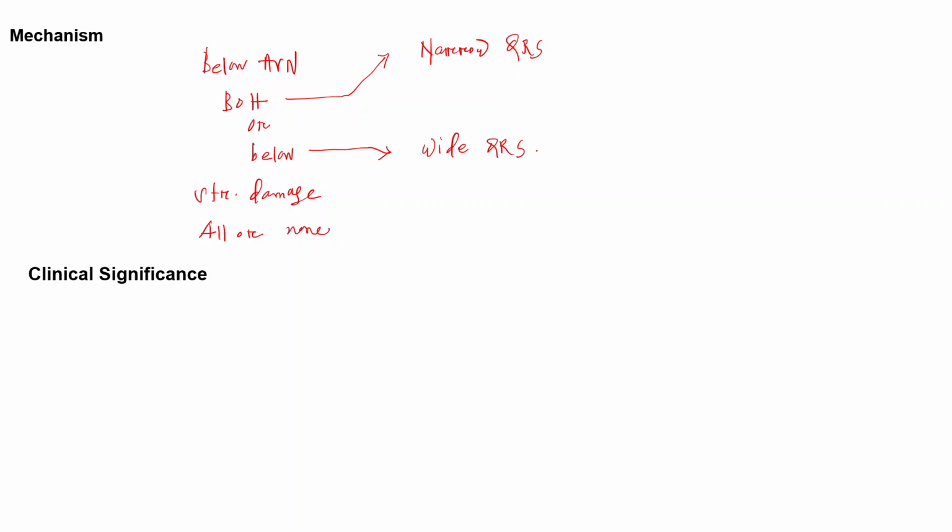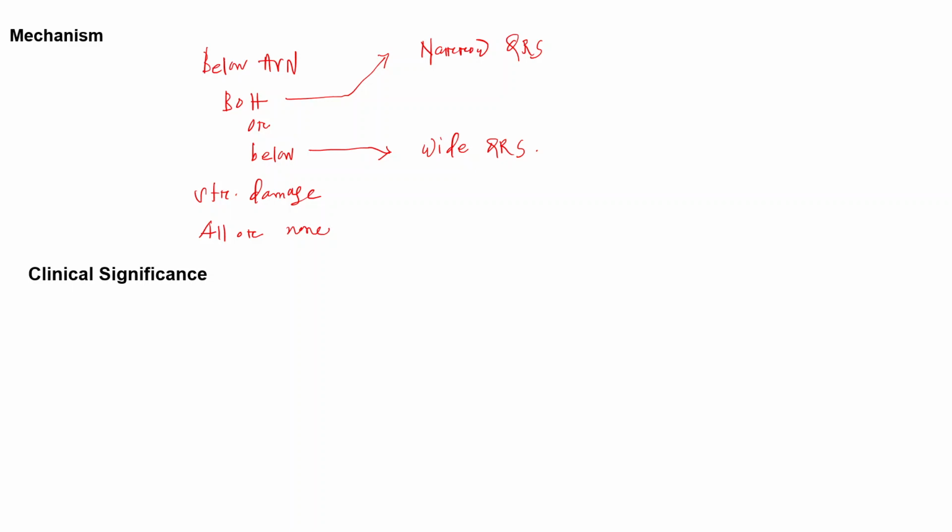But if the block is below the bundle of His, you know that below the bundle of His you have the bundle branches. So if the block is in the bundle branches, you will have a wide QRS. This concept we have already discussed long back in the previous lectures in the bundle branch block section. I have already told, whenever there is a bundle branch block, you will get a wide QRS.